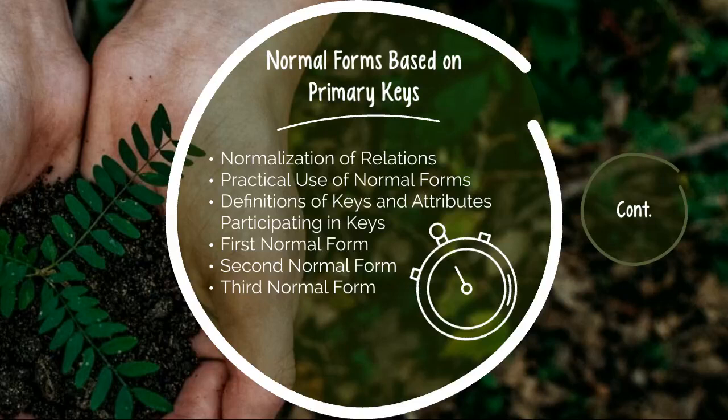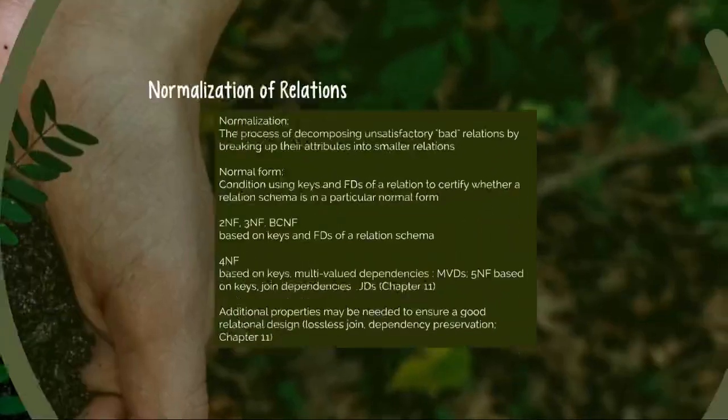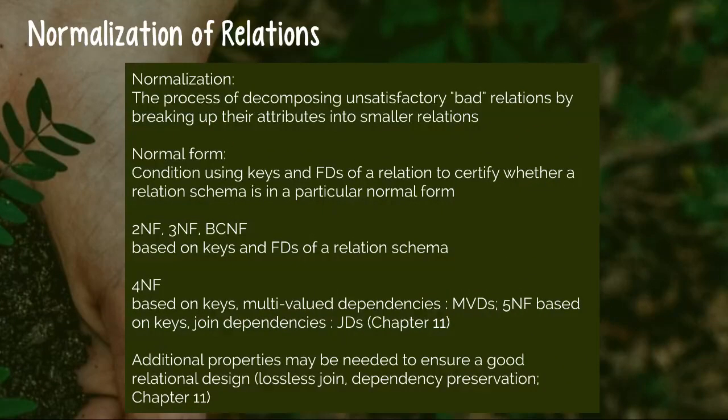Before that, we are going to talk about the normalization of relations. Okay, what is that? And the practical use of normal forms, and the definition of keys and the attributes participating in keys. And the first normal form, second normal form, and third normal form are the three normal forms that we are going to talk about here. And those are based on the primary keys of a relation. Okay, so let's continue into the details.